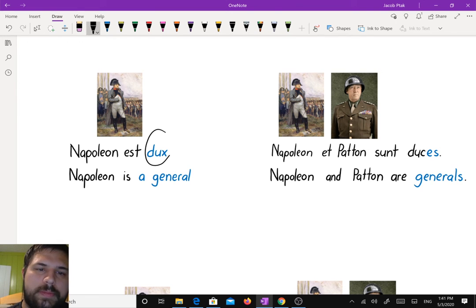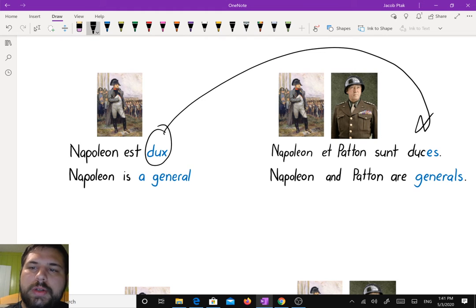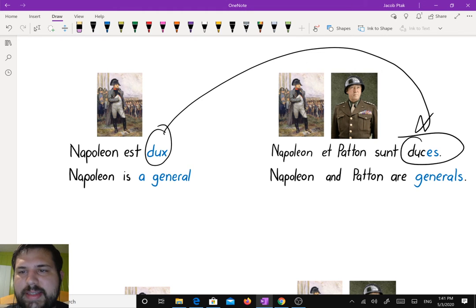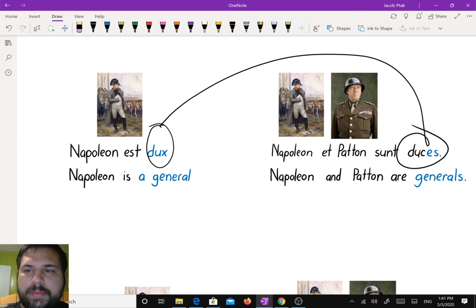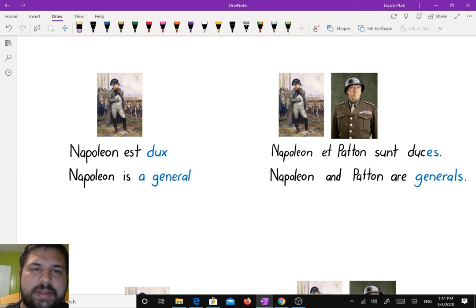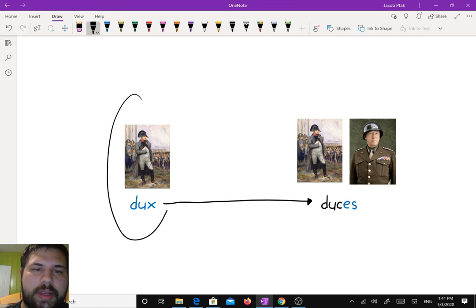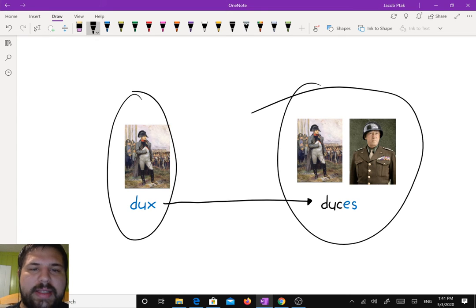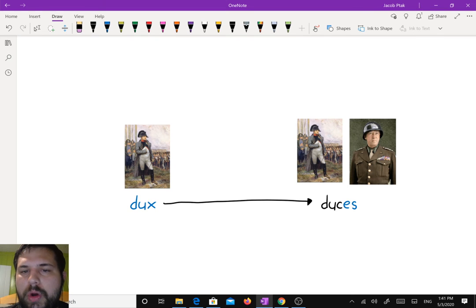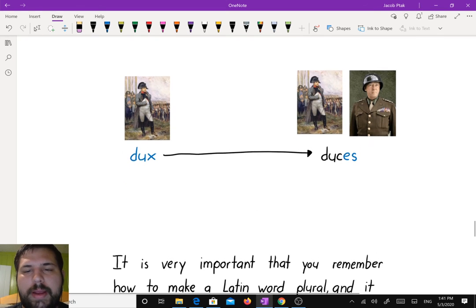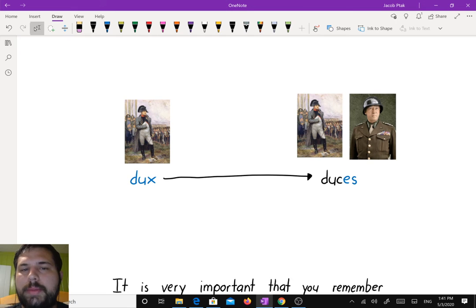So this one, the word goes from dux to duces. Dux, duces, adding the letters ES. So singular dux, plural duces, adding ES. It's a little bit more complicated with this third pattern, right? I'm going to give you a way to figure out always what pattern it is in a second.